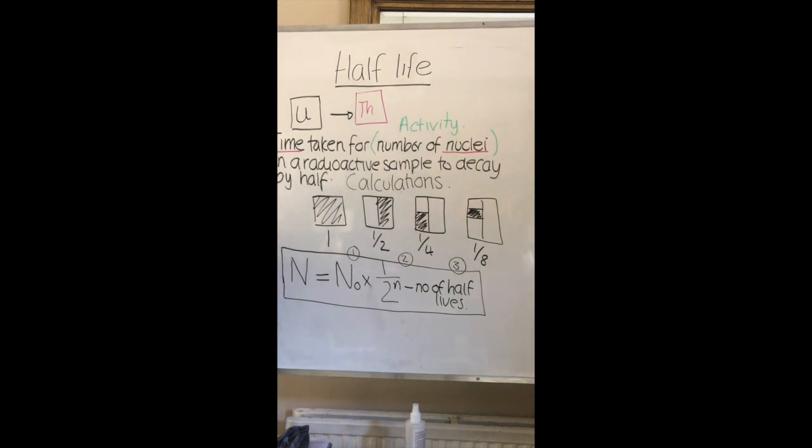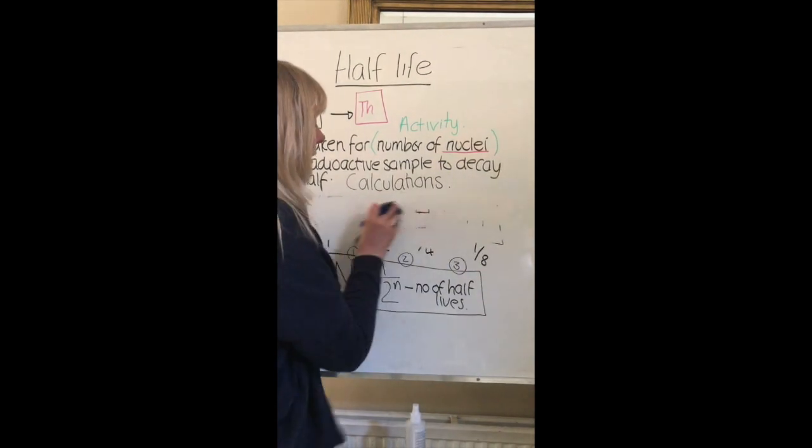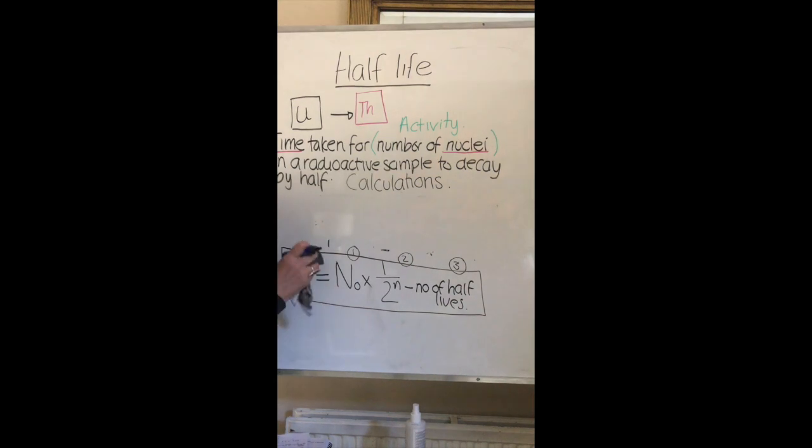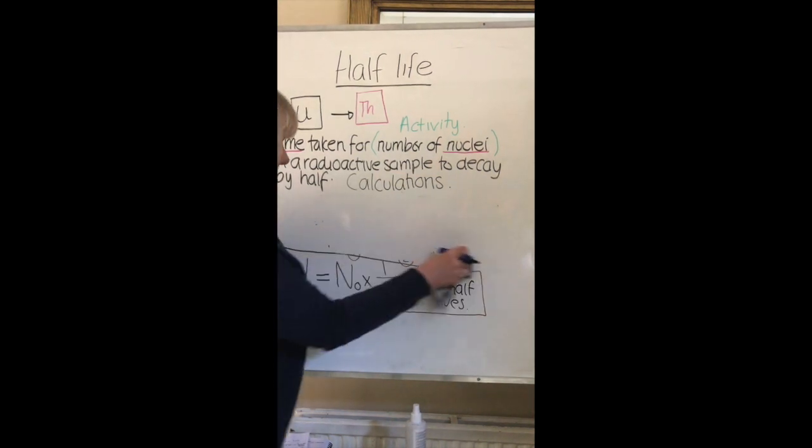So activity equals the initial activity multiplied by 1 over 2 to the power n, where n is the number of half-lives. And remember, you've still got to work out the number of half-lives. So if we think about our calculation a bit earlier on, where we wanted to know the number of nuclei remaining in 12 hours if the half-life was 4 hours, how would we use this equation to do that?